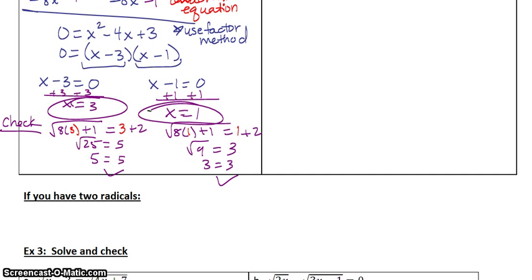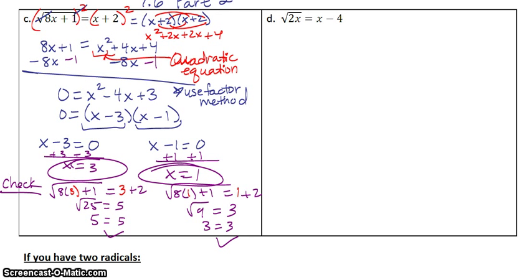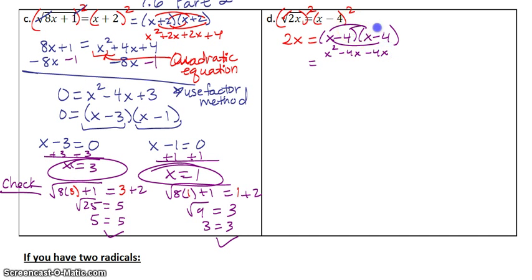Let's look at part D. All right, so part D, very similar to part C. So again, it's ready to just square root, or not square root, but square right away. When I square it, this just becomes 2x, but over here, I have to write it out twice and then FOIL it. So in my mind, I'm thinking firsts, outers, inners, lasts.